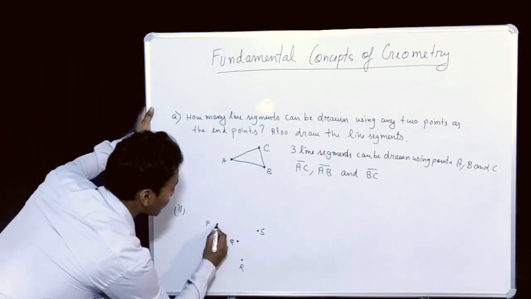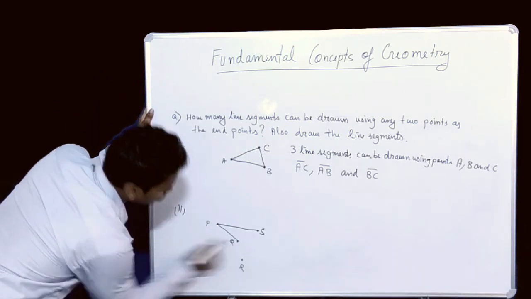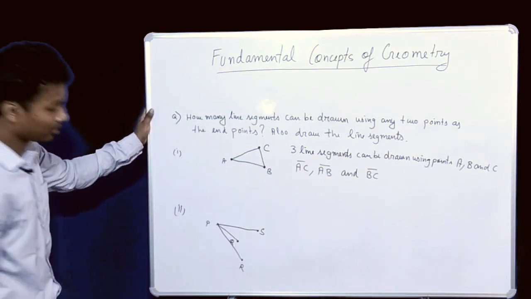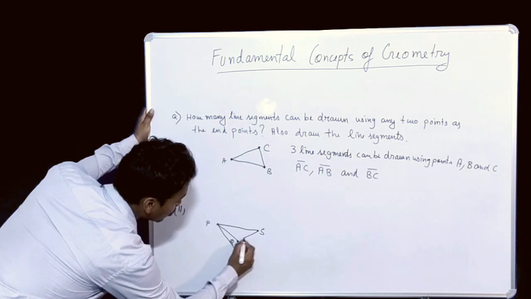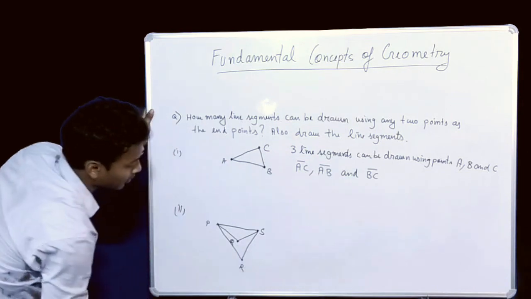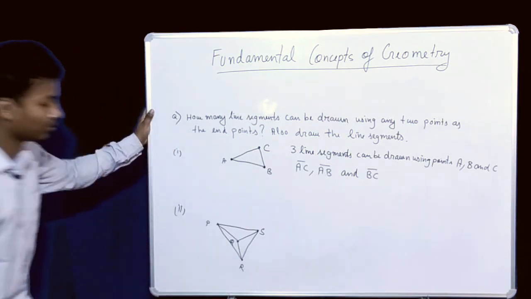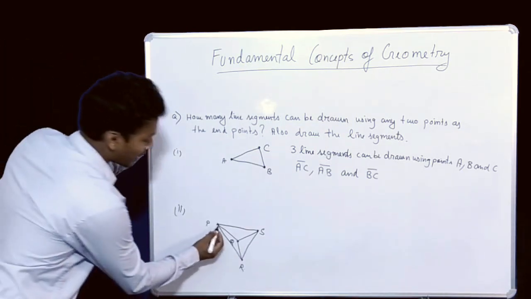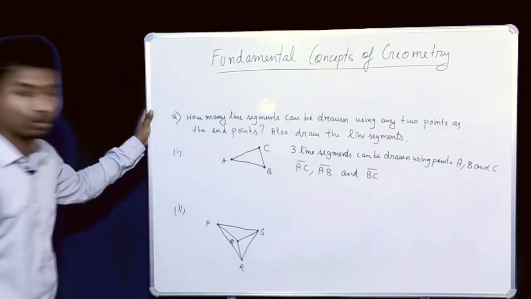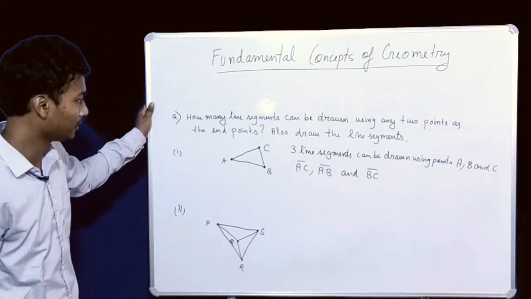Now let's find out the number of line segments using these 4 points as the endpoints. So first from P to S, 1 line segment, P to Q, another line segment, P to R, another line segment. Let's draw from S to Q, then S to R. Any more? Yes, Q to R. So let's count the number of line segments. 1, 2, 3, 4, 5, 6. So using the 4 points, you can draw 6 line segments.